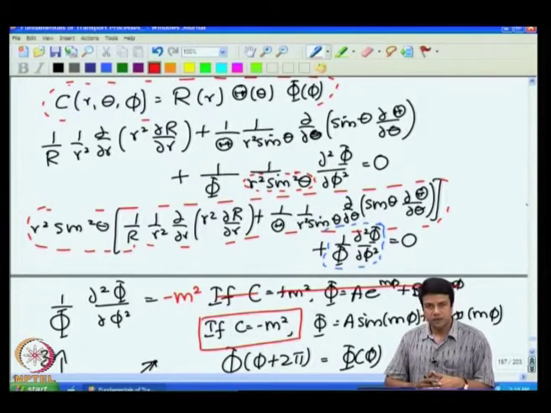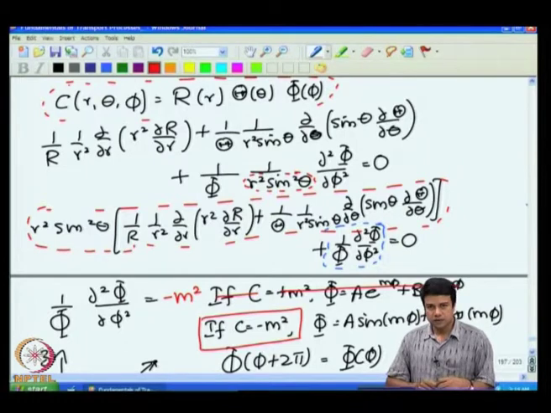Since one term depends only upon r and theta, and the other term depends only upon phi, both of these individually have to be constants. Otherwise, I could change phi, keep r and theta constant, and only one term would change. The equality will no longer be satisfied. Therefore, I separated it out into two parts. One depends only upon r and theta, the other depends only upon phi.